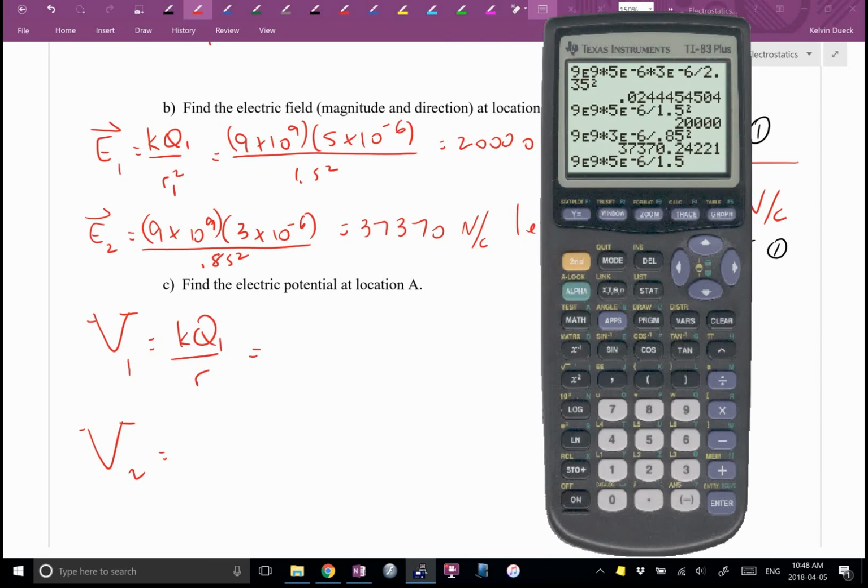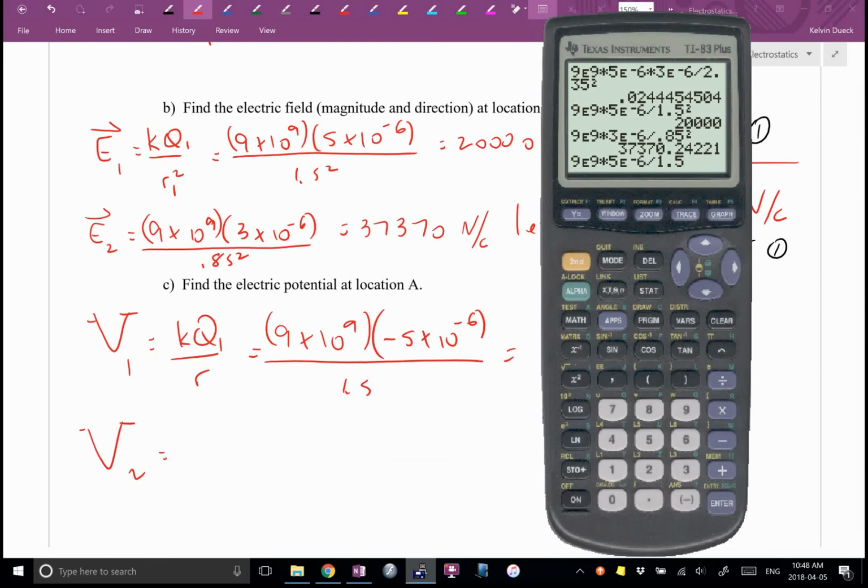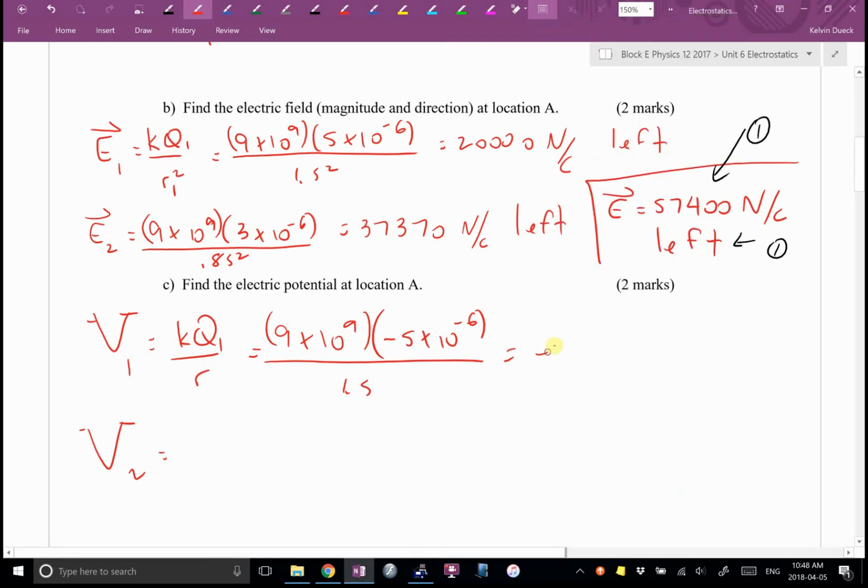It's going to be 9 times 10 to the 9th. Do I include the negative here? Okay. Negative 5 microcoulombs divided by 1.5. So here, I really should go d, insert the negative. And I get negative 30,000 volts. Direction? There isn't any. It's a scalar.